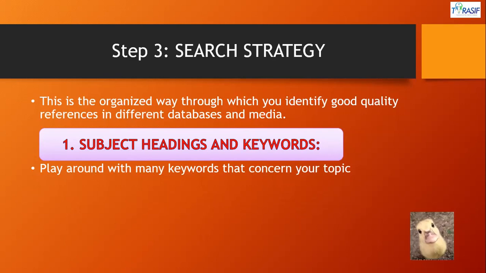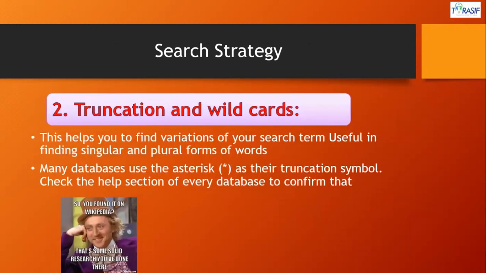So the first thing in search strategy is keywords. Play around with keywords. We'll learn about these in a moment when we get to PubMed. Sorry, somebody said they are interested. Don't worry, you'll get it. Then the next one, we'll talk more about the search strategies. The next thing is truncation and wildcards.